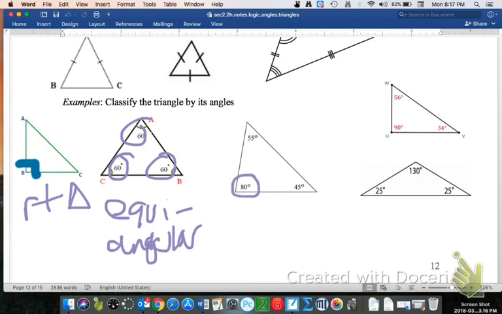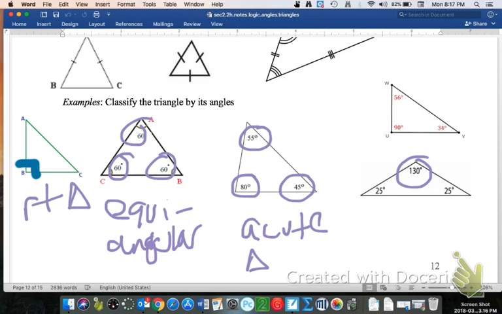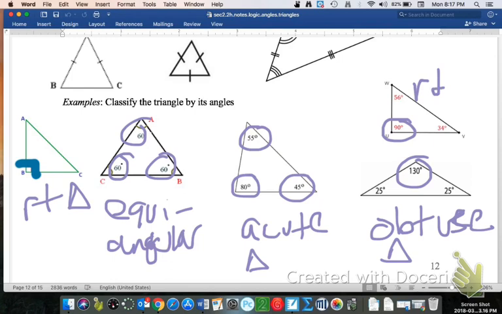Here, this is 80, that's acute. 45, that's acute. 55, that's acute. So this one has to be an acute triangle. If we look at this one, we have 130 that's obtuse. As long as there's 1 obtuse, it makes the whole triangle obtuse. And then if we look here, notice that this one we've got 90 degrees. So as long as you have 1 90-degree angle, that's going to make it a right triangle.